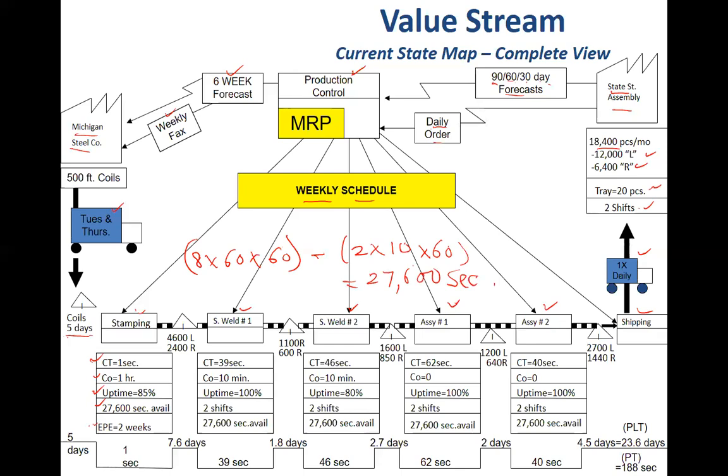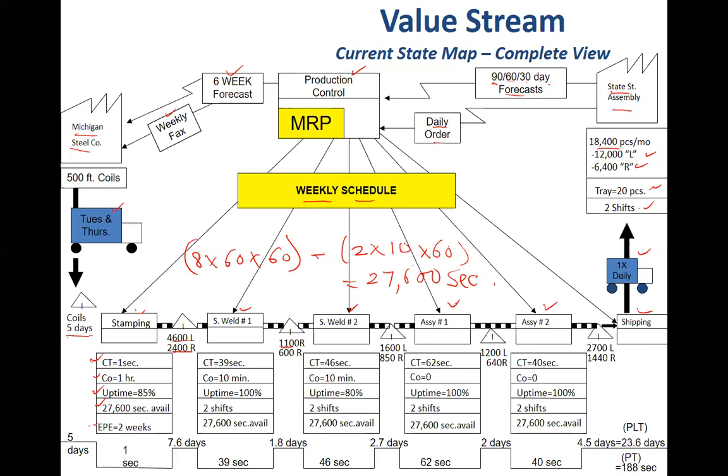Similarly, we can see for every process information about their cycle time, their changeover time, uptime or reliability, how many shifts it works, and in each shift, how many seconds we have available. We also have information about the work-in-process inventories in between the different processes, for right-hand drive and left-hand drive. And all that needs to be accounted for while we are looking at how much value can be added.